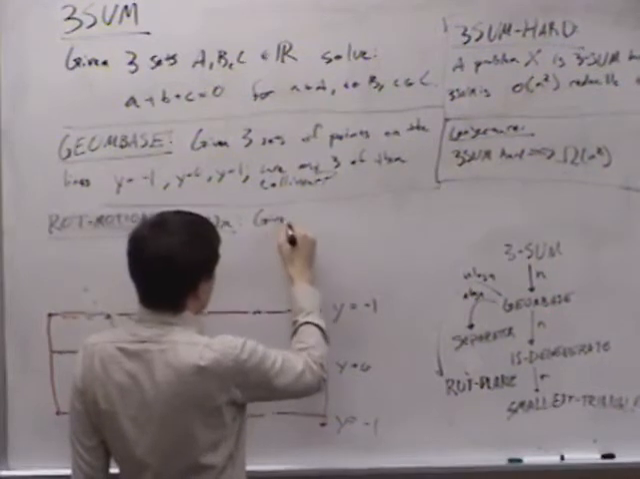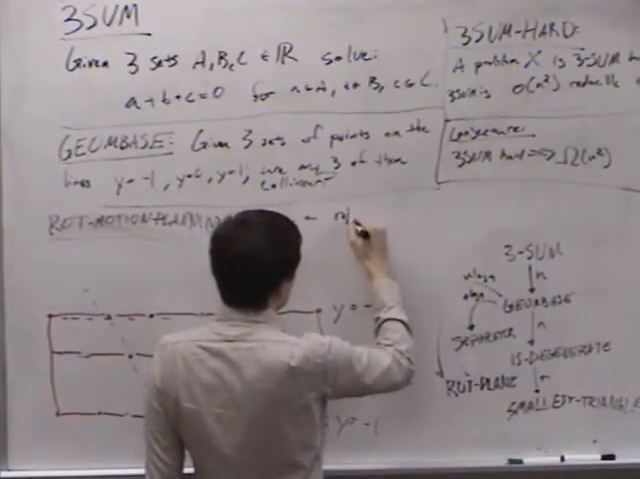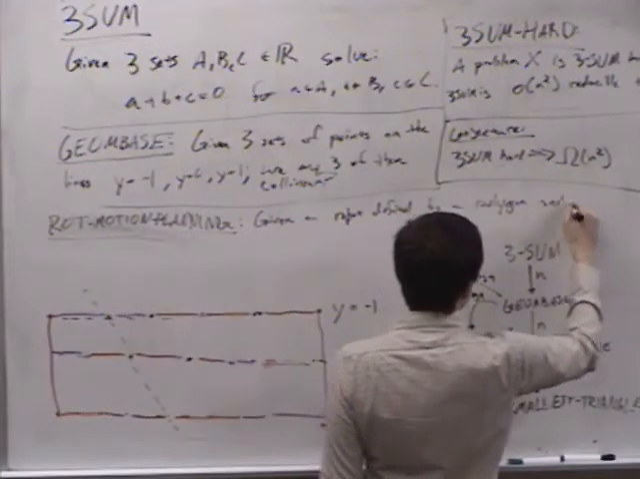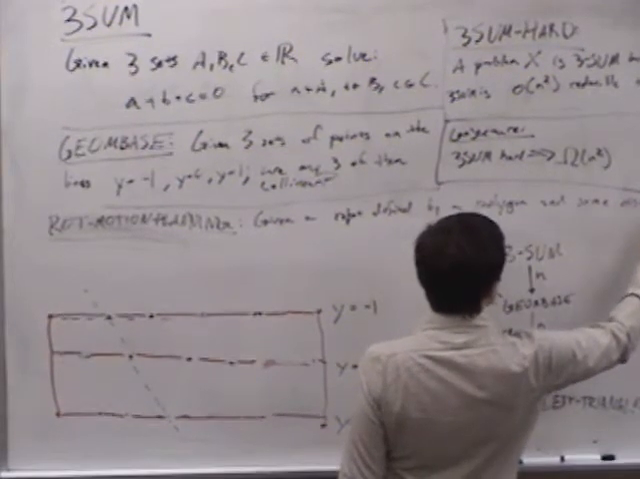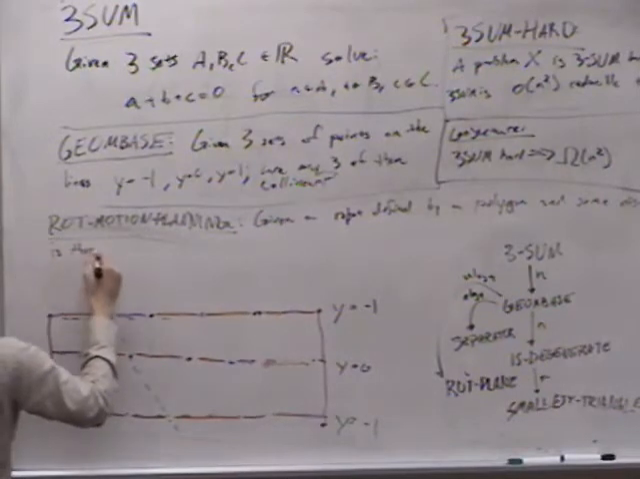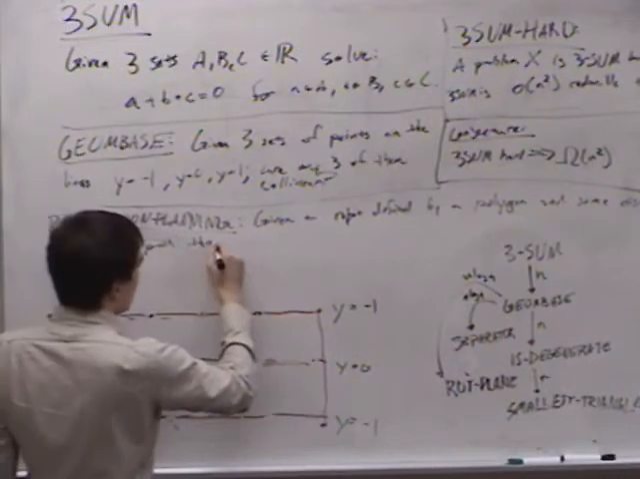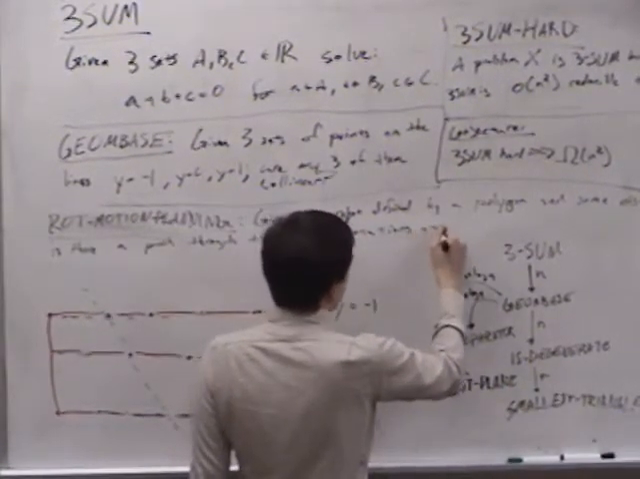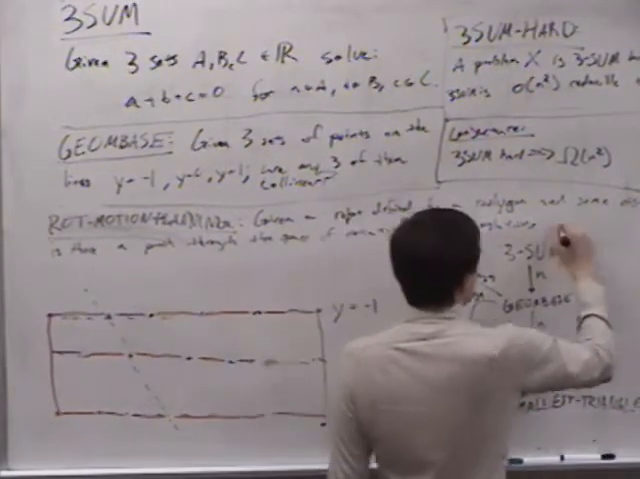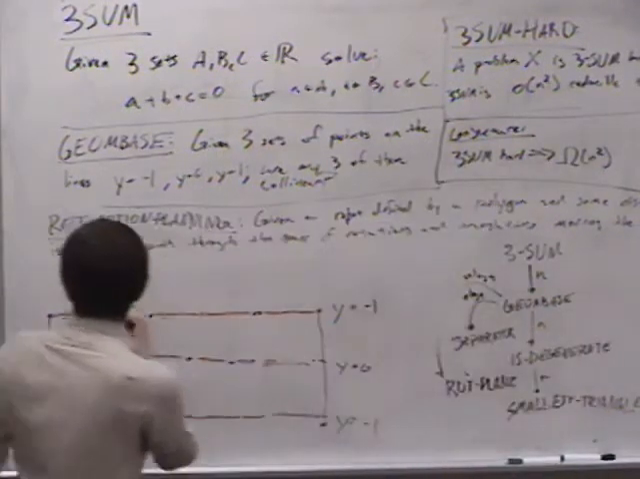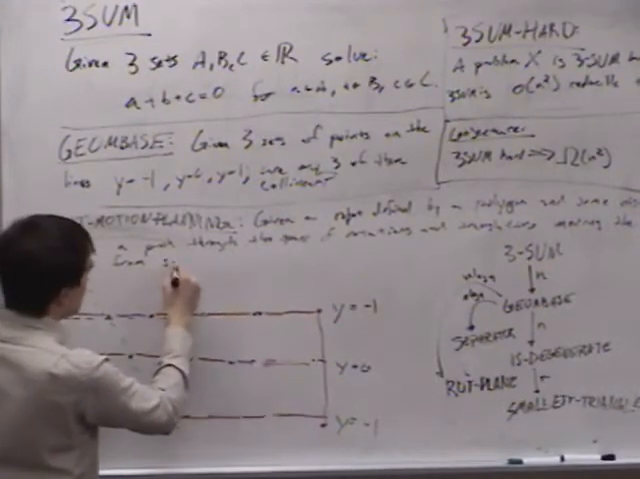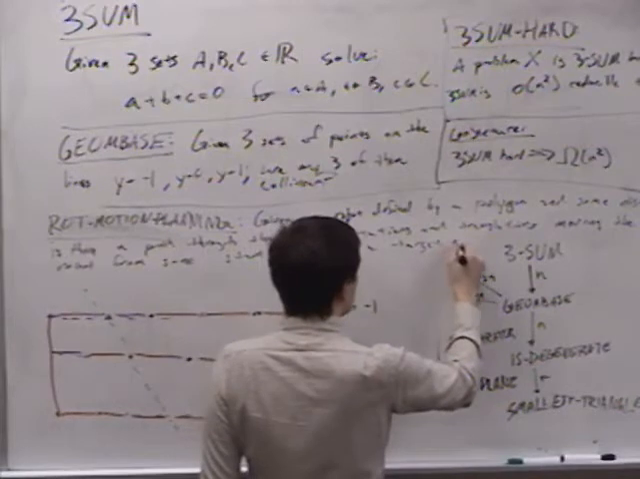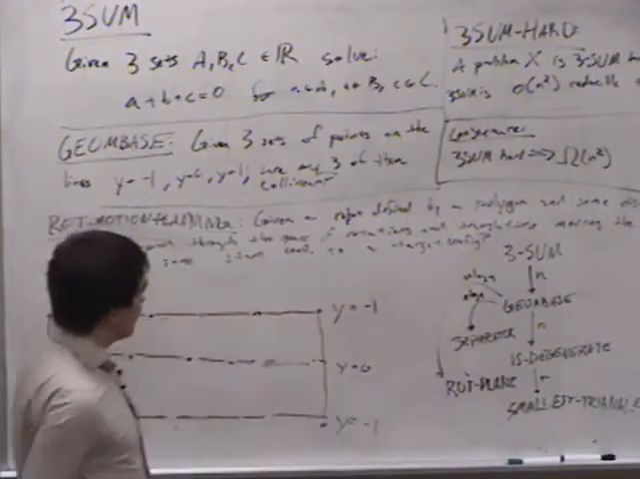So we'll say, given a robot defined by a polygon and some obstacle, is there a path through the space of rotations and translations moving the robot from some start configuration to a target configuration. All right, so that's not a precise statement of this, right?